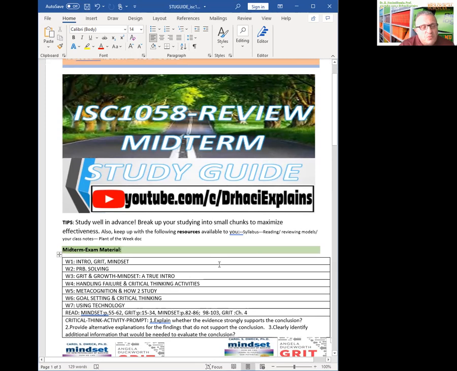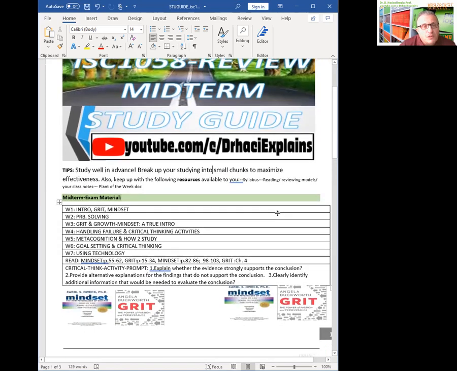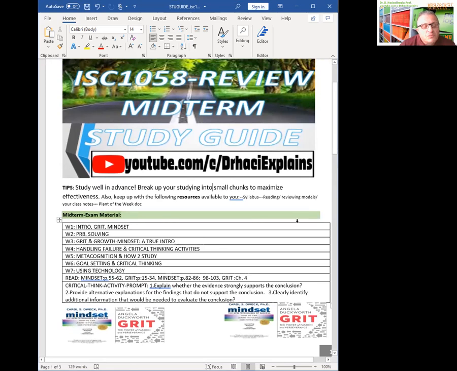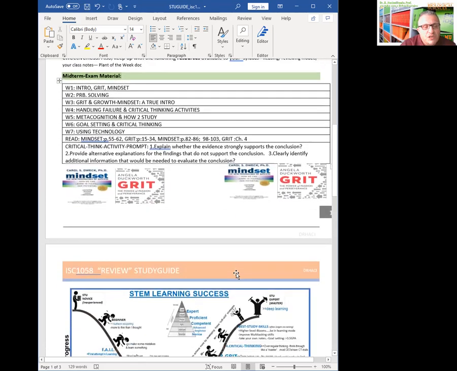Then for any critical thinking activities we did, make sure that you pay attention to prompts explaining whether there is enough evidence strongly supporting the conclusion, providing an alternative explanation for why findings do not support the conclusions, and clearly identifying additional information that will be needed to evaluate the conclusion. So remember, guys, we have 2 books, Mindset and Grit, as 2 textbooks. All the chapters are available for reading from these 2 books, so make sure you keep up with your reading material.